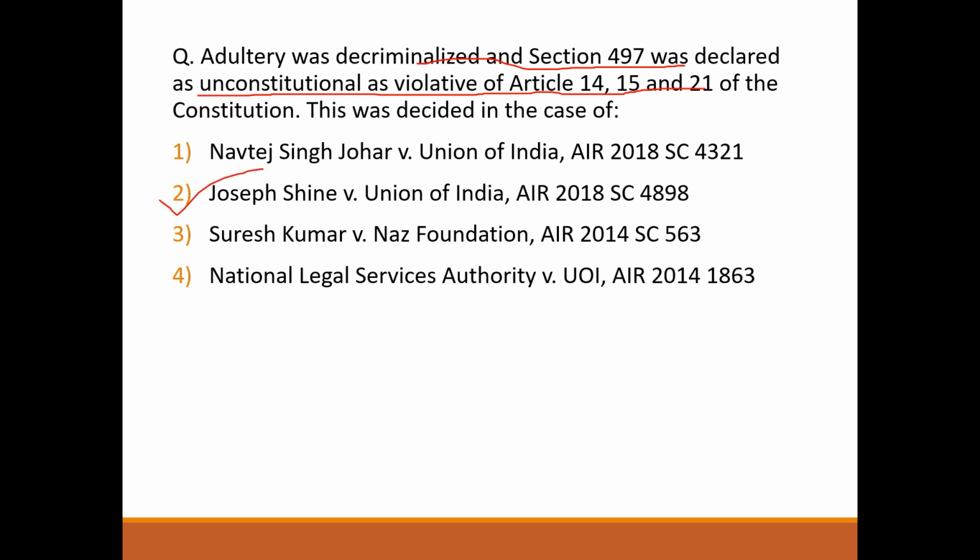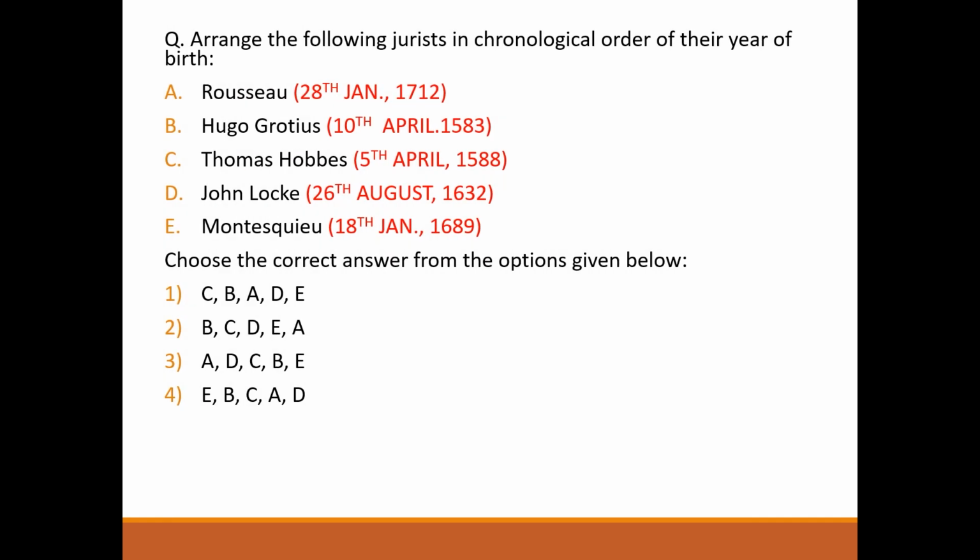Next question. Arrange the following jurists in chronological order of their year of birth. Roscoe, 28th January 1712. Grotius, 10th April 1583. Hobbes, 5th April 1588. John Locke, 26th August 1632. Montesquieu, 18th Jan 1689. So answer will be option number 2.